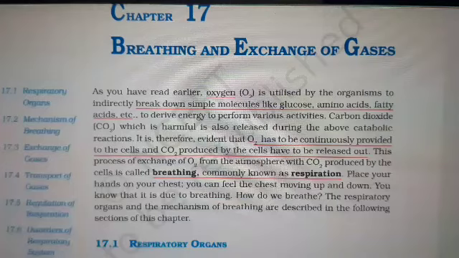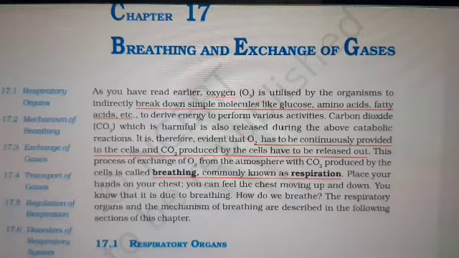Friends, for quick revision, breathing and exchange of the gases will be discussed. So here are some of the main highlight points: respiratory organs, mechanism of breathing, exchange of gases, transport of gases, regulation of respiration and disorders of the respiratory system. These are the six major points or subdivisions in this lesson.